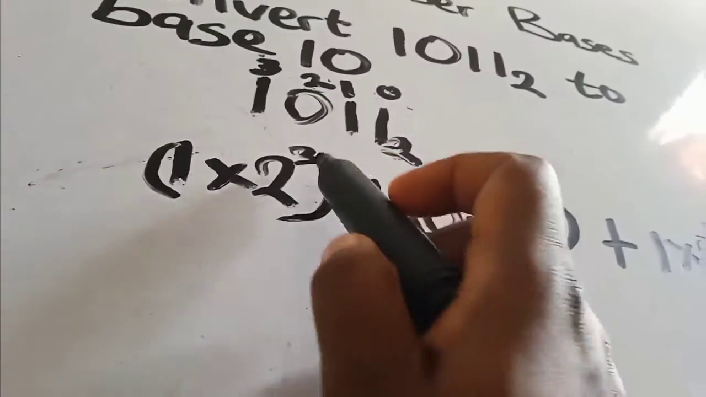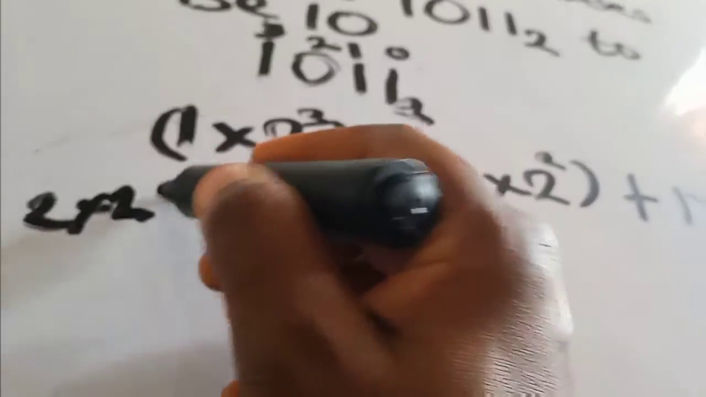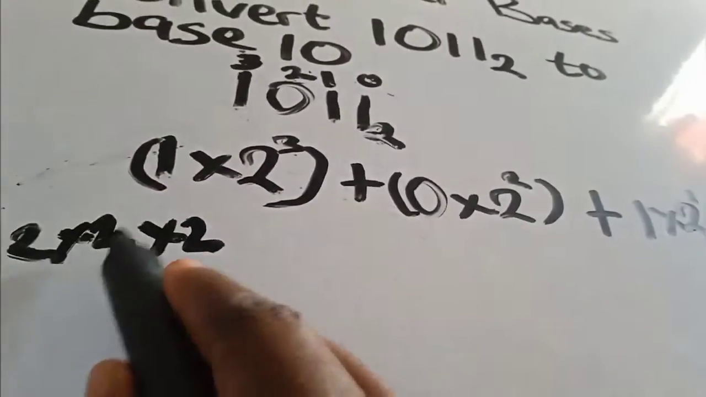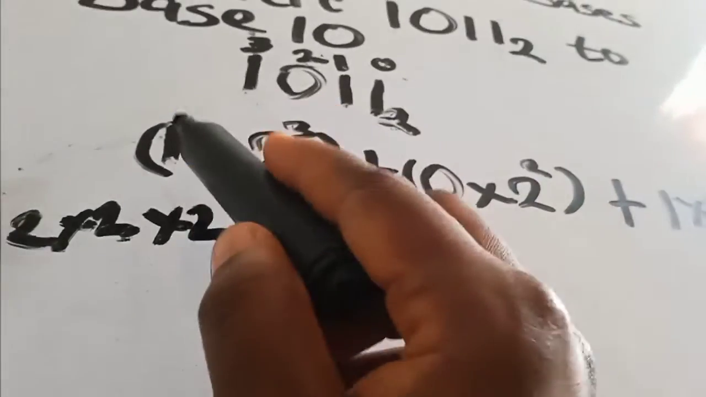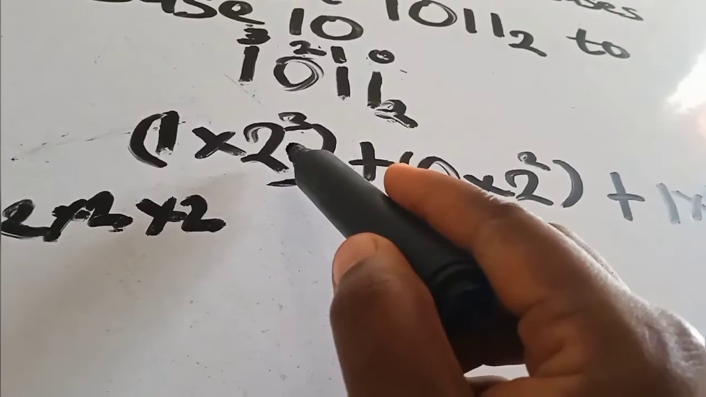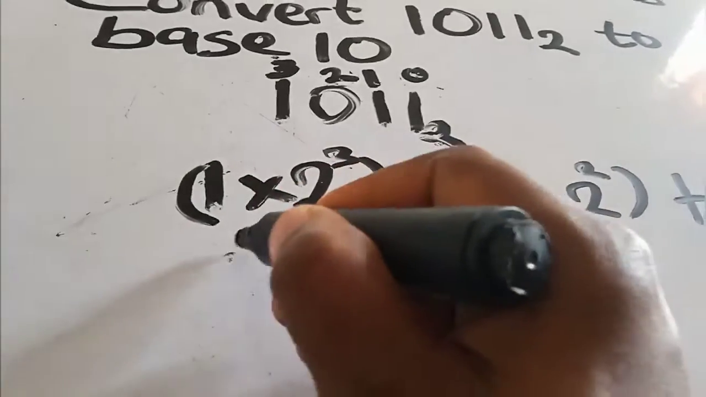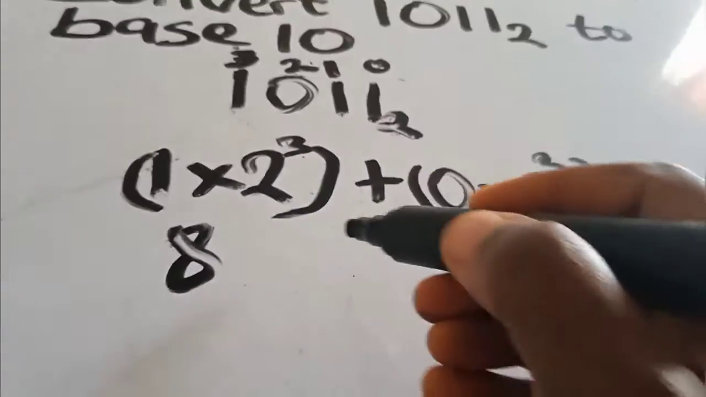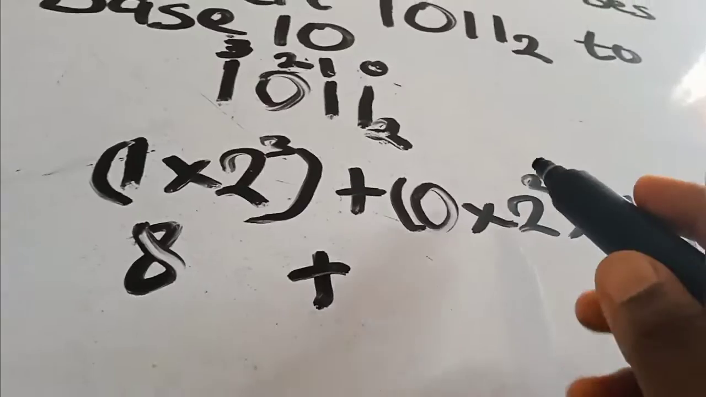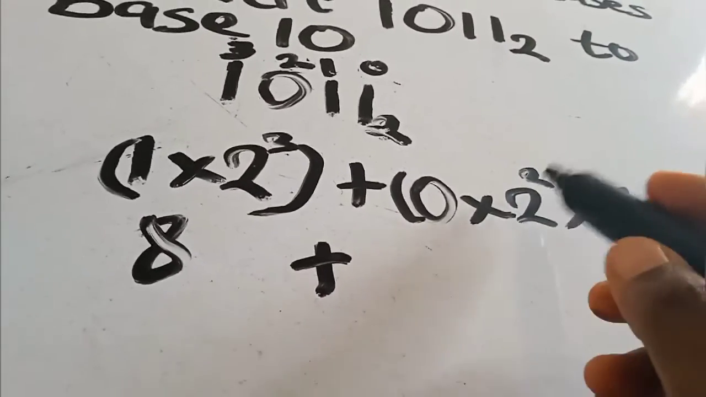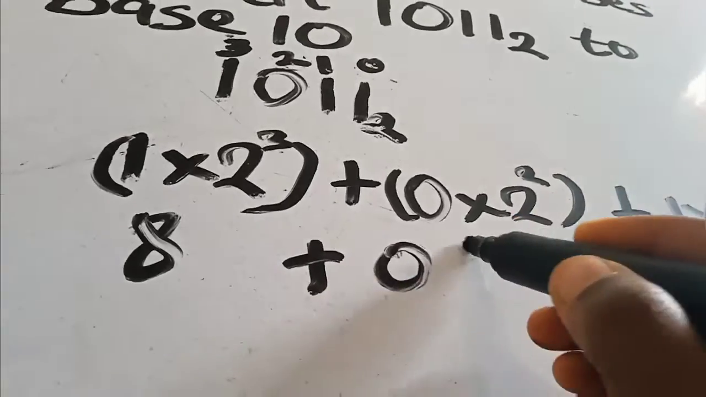2 raised to power 3 means 2 times 2 times 2, which is 2 times 2, 4, 4 times 2, 8. That's what it means. That means 1 times 8 is 8. So we have 1 times 8 is 8, plus 0 times any number is 0. 2 raised to the power 2 is 4, and 4 times 0 is 0.